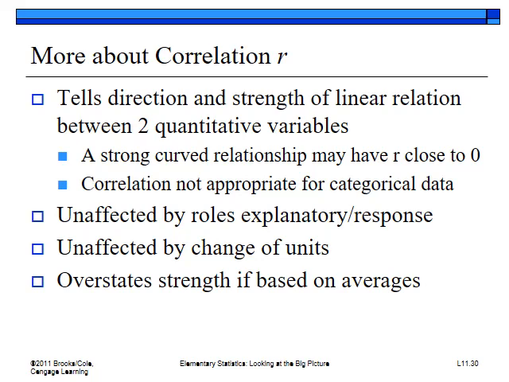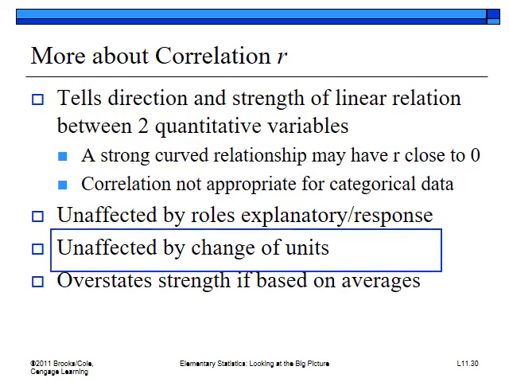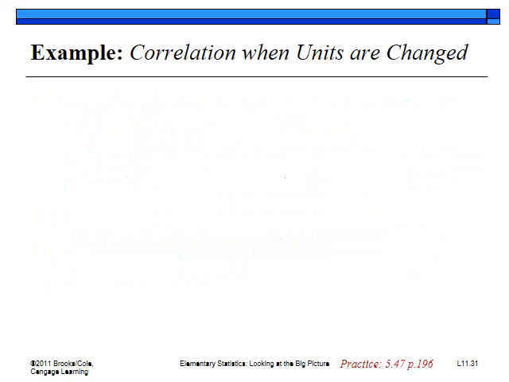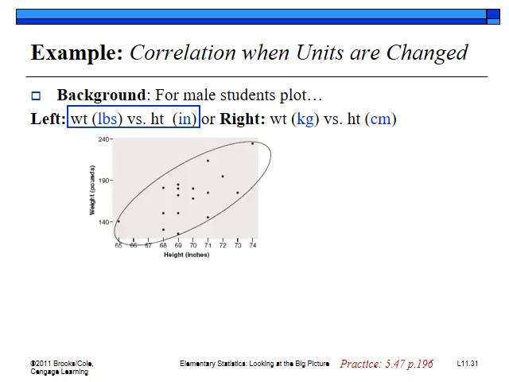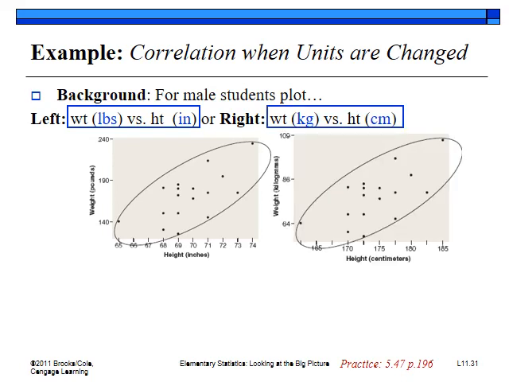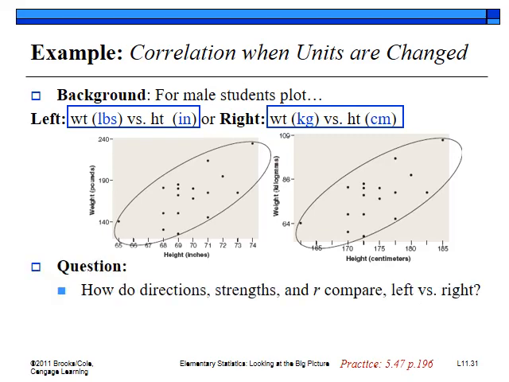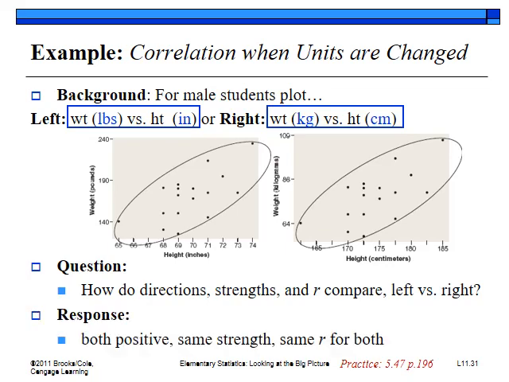Now let's take a look at how R is unaffected by changing units. Here we see the plot for male students of weight versus height, where we measure weight in pounds and height in inches on the left, and then the same data set where we measure weight in kilograms and height in centimeters. Notice how the graphs still look pretty much exactly the same. So what's the comparison? The strengths are the same, the directions are the same, so R is the same in both cases.